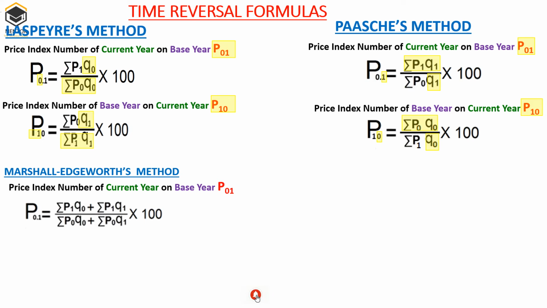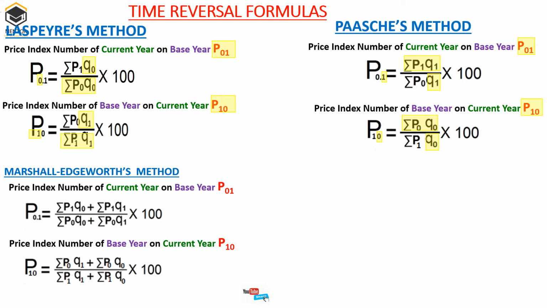It means here the author has given the weight to both the current year as well as the base year. So we know this formula. Next we have the base price index of the base year on the current year, P10. So what is the difference we have here? P01 is a combination of our Laspeyres and Paasche formula of P01.